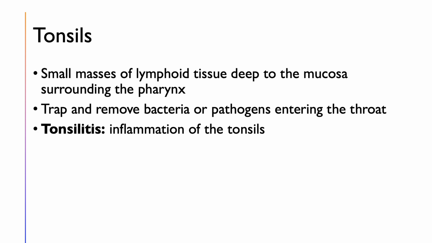The tonsils are small masses of lymphoid tissue deep to the mucosa surrounding the pharynx or the throat. Their job is to trap and remove bacteria or other foreign pathogens entering the throat. They carry out this function so efficiently that sometimes they become congested with bacteria and become red, swollen, and sore, a condition called tonsillitis.